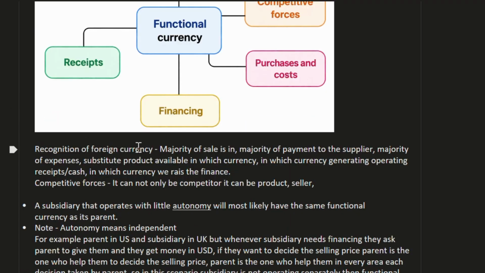Now, recognition of functional currency: the majority of sales, the majority of payments to suppliers, the majority of expenses, the currency in which substitute products are available, the currency in which operating receipts and cash are generated, and the currency in which we raise finance. Competitive force can not only be a competitor, it can be a product or seller.